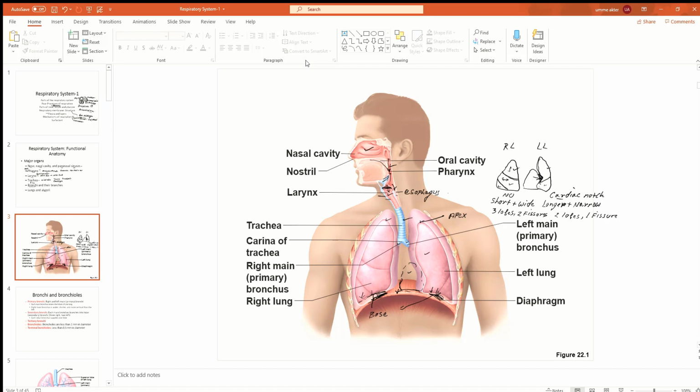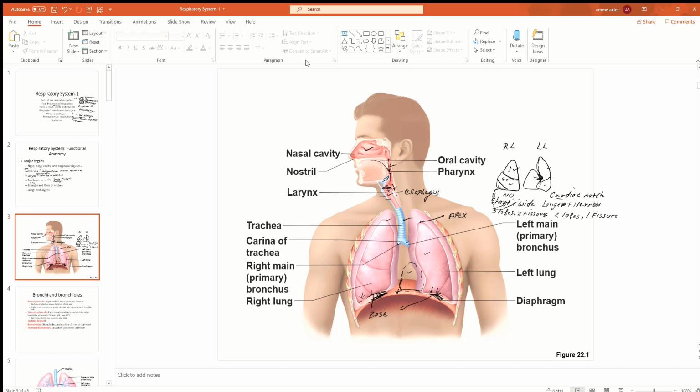Okay. Now, why is the right lung shorter than the left lung? The reason is, in your right side, most of the liver is located in the right side, just under the lung. So to give room to your liver, the lung is pushed up during development. Since the liver is growing here just under the right lung, that's why the right lung gets shorter.